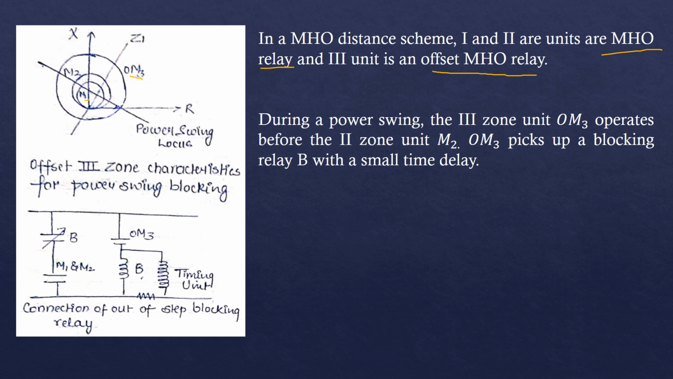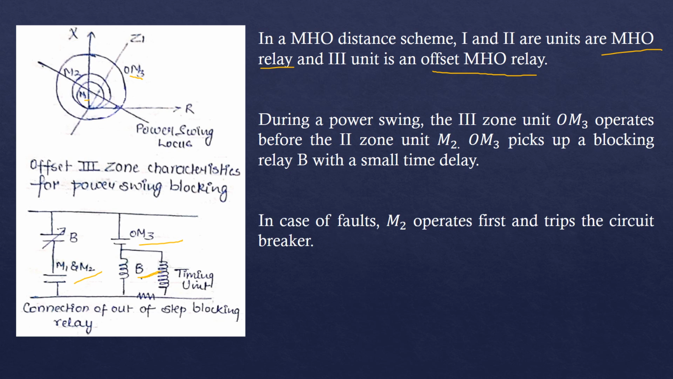When a power swing occurs, this third unit zone OM3 will operate prior to M2 and will prevent the operation of the distance relay during the power swing. This OM3 will pick up this blocking relay with a small time delay, and therefore M2 will be prevented from tripping in case of power swing, as M2 represents your Mho distance relay characteristic.